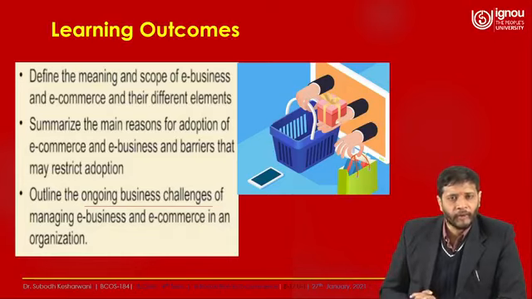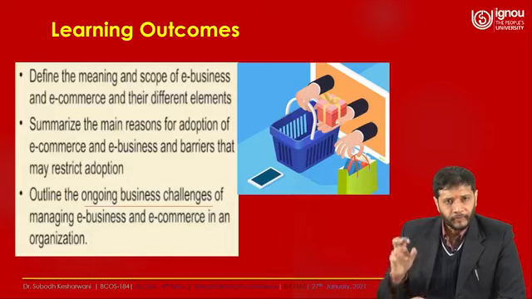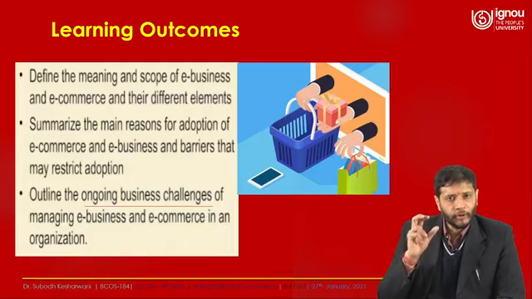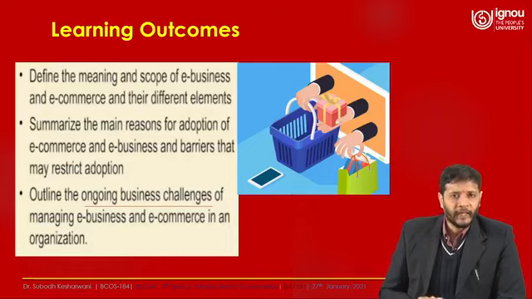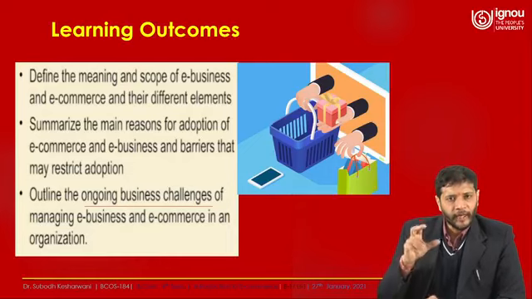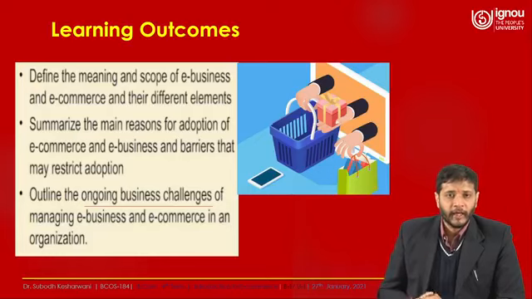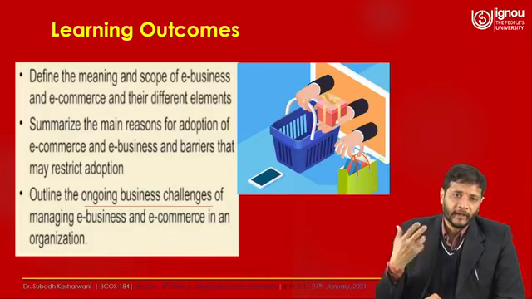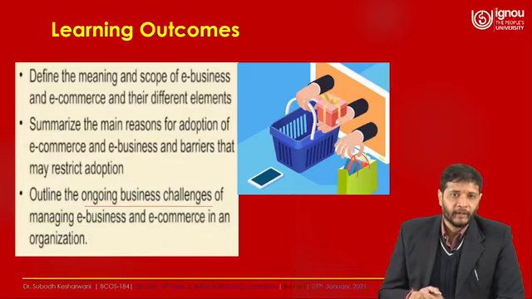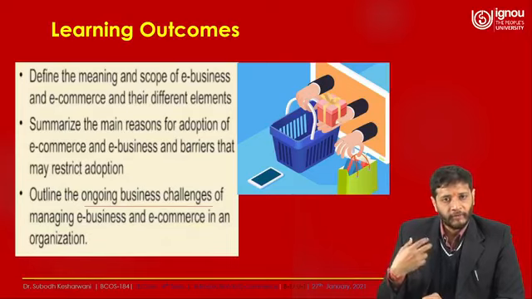Now we are talking about the learning outcomes. We are going to define the meaning and scope of e-business and e-commerce and its different elements, and summarize the main reasons for the adoption of e-commerce and e-business, and the barriers that may restrict it. Because when a new concept, new philosophy, new thought comes, it doesn't always have only advantages. There are certain stumbling blocks and pitfalls which we are going to talk about, because if you do not critically evaluate the phenomenon or the thought, definitely you will be on a deathbed.